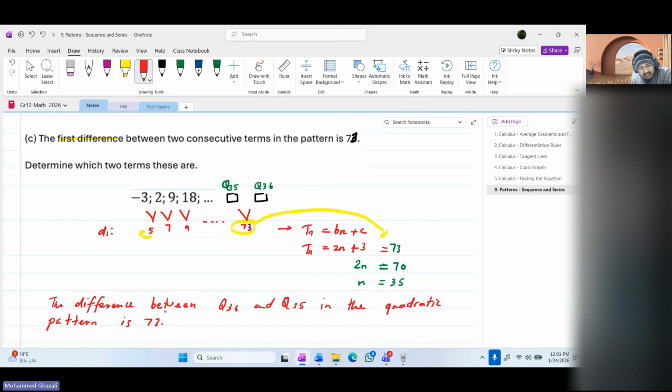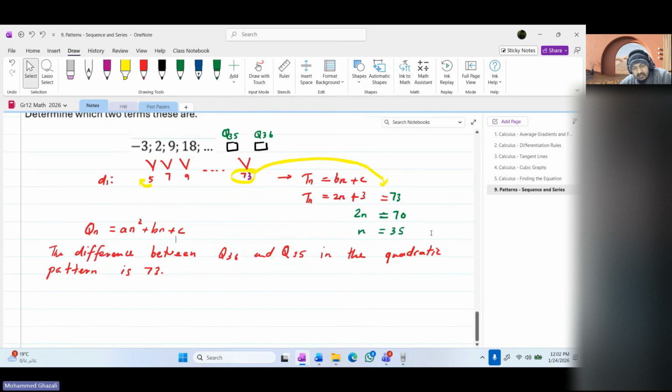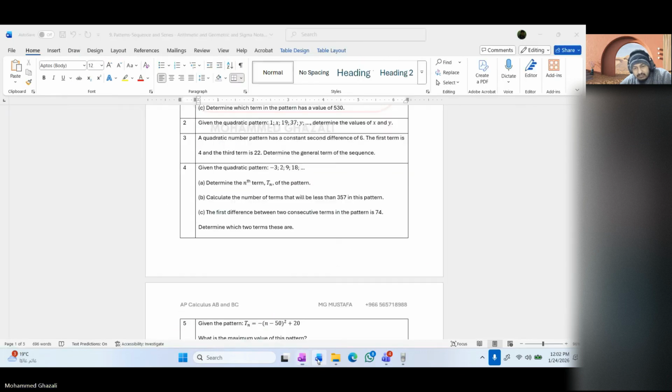is 73. If you call Qn to be an squared plus bn plus c, okay? So the difference between Q36 and Q35 in the quadratic pattern is 73. I hope you understood that, right? The first difference is 73. Right, so that was a nice question.